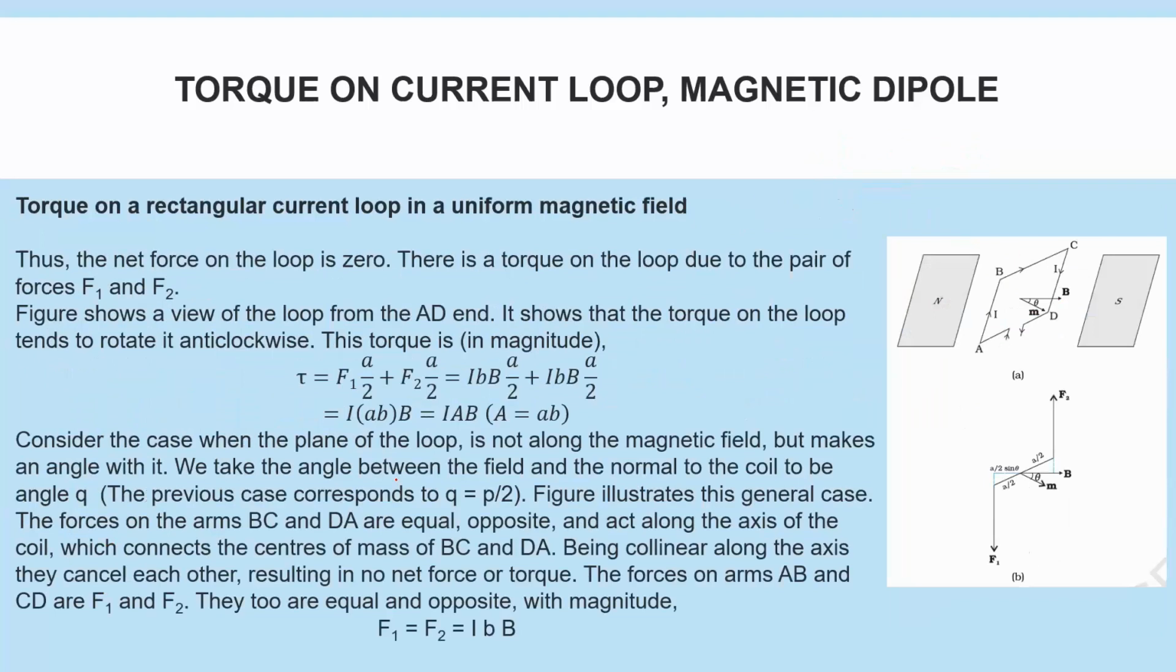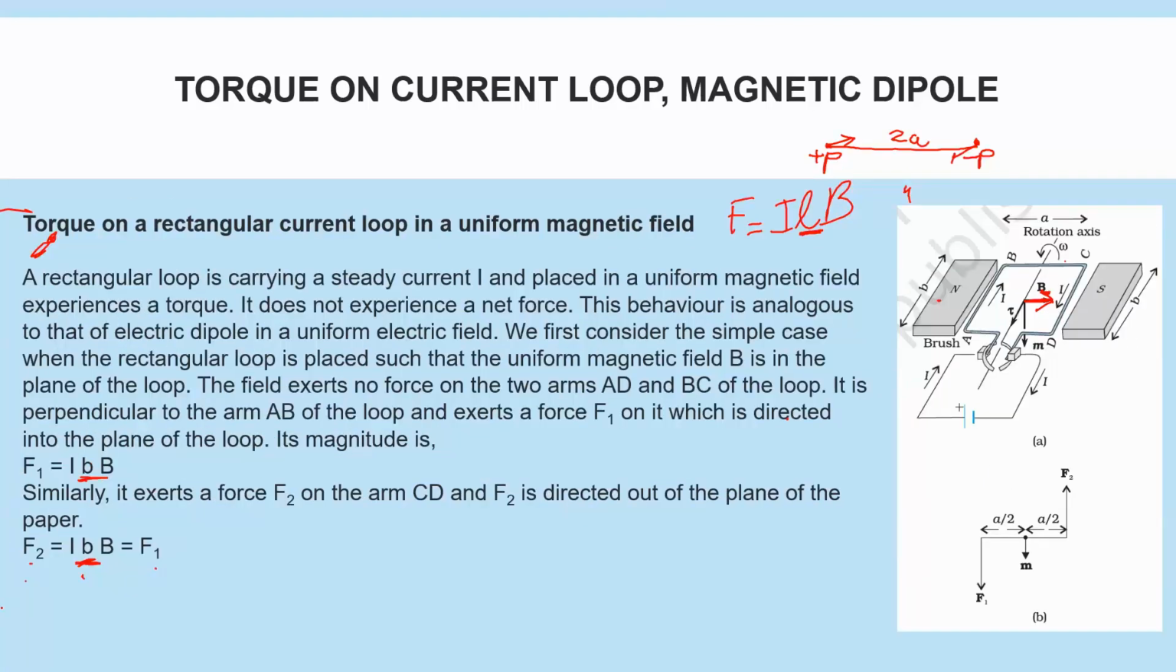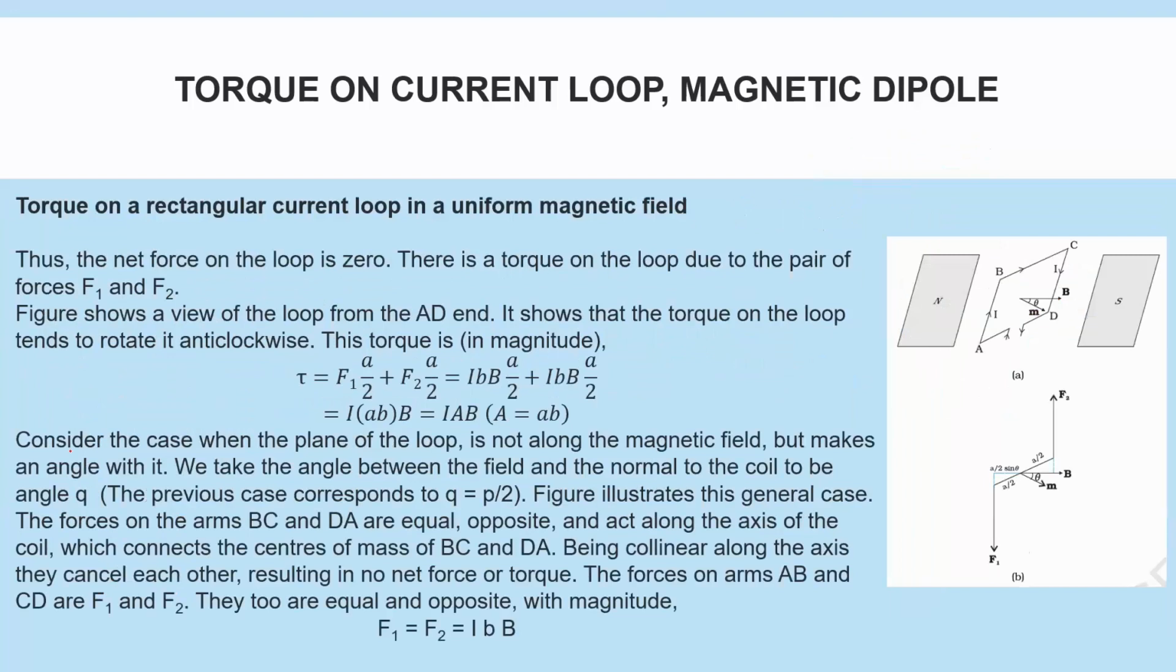Now if you have to understand the net force that is there, it is going to be, sorry, it's going to be 0. So the net force on the loop is going to be 0. And even though the net force is 0, there is going to be a torque on the loop due to the pair of forces F1 and F2. The torque itself tries to rotate this loop.